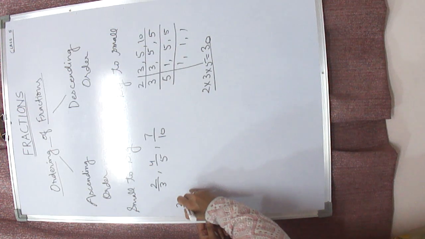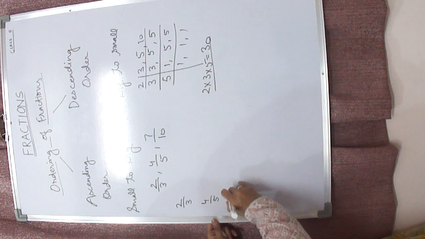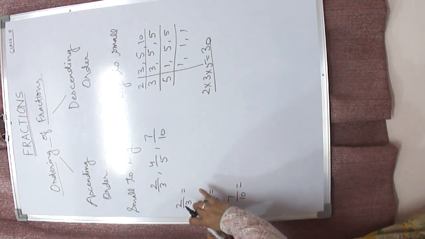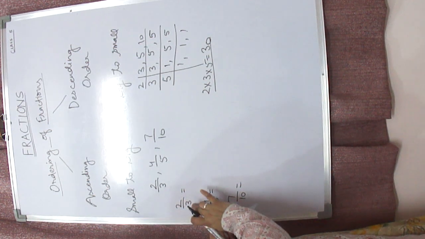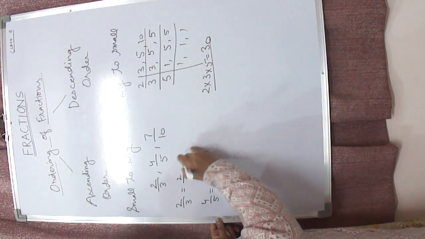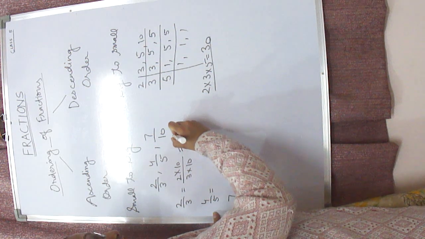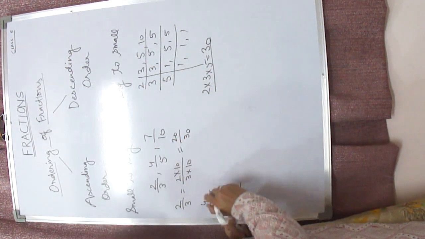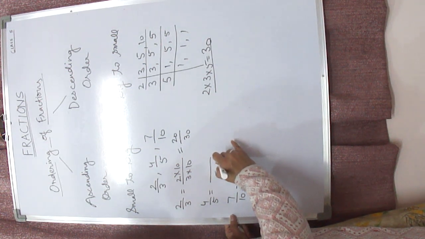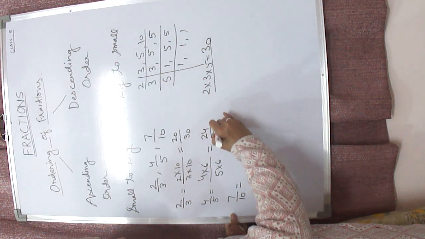So I need to make 2 upon 3, 4 upon 5 and 7 upon 10. I have to make this 3 into 30. So how can I make this 3 into 30? By multiplying it with 10. Same operation in the numerator and the denominator. It becomes 20 upon 30. Now I have to make this 5 into 30. So 5 6s are 30. 4 into 6. So here I will get 24 upon 30.